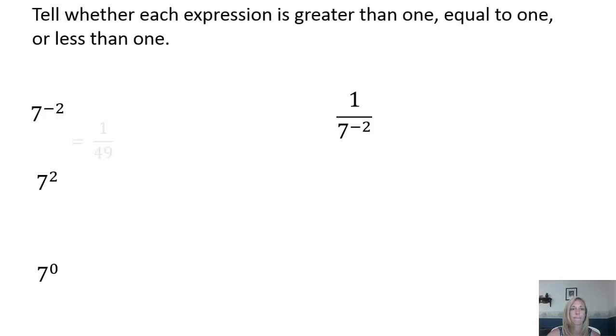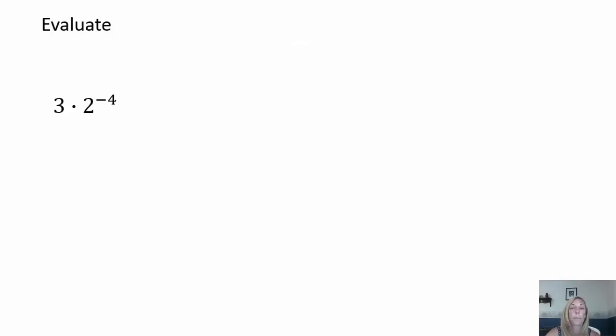Here they are. For the first one, I have 1 over 49. Second one is equal to 49. Third one is equal to 1 because anything raised to the 0 power is 1. And the last one is a positive 49 as well. If you have any questions, try to refer back to the notes section of this video.